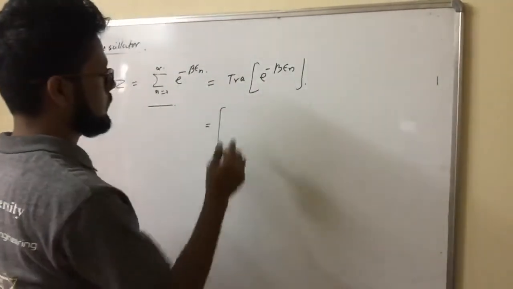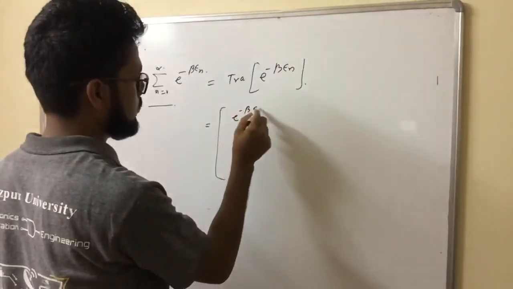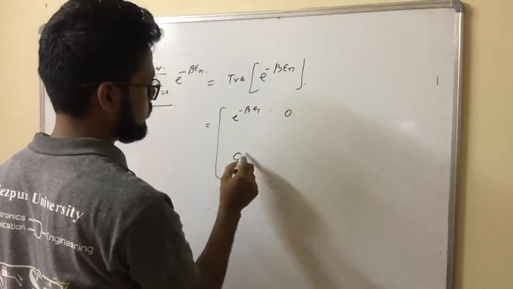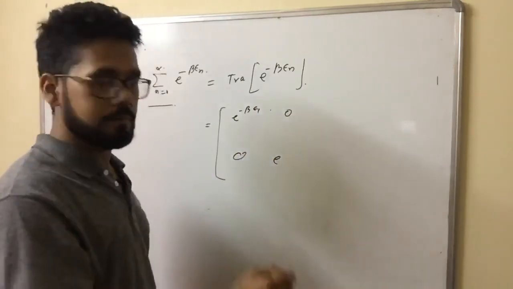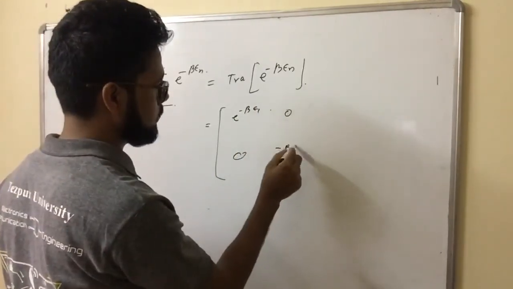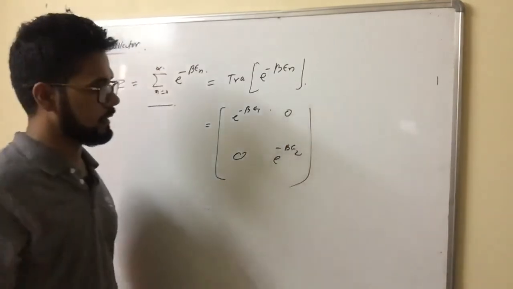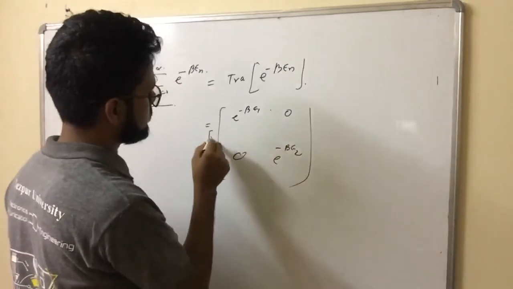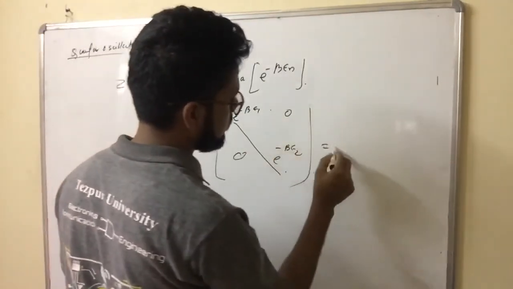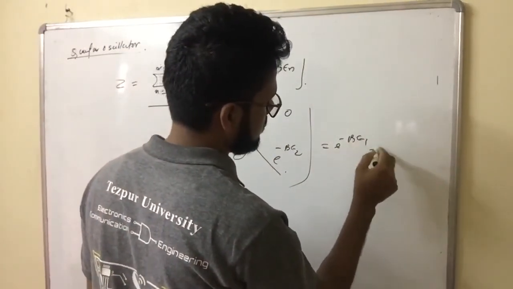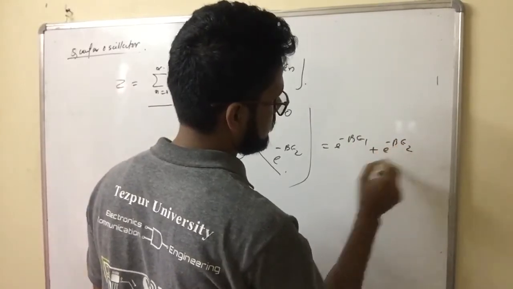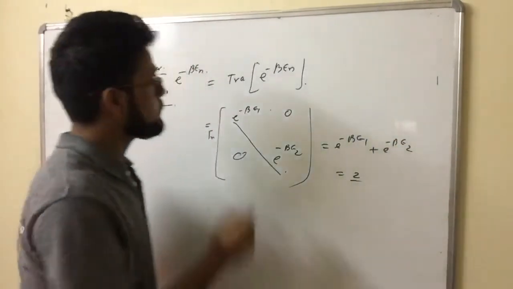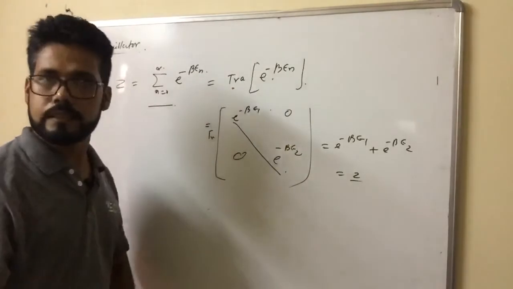So this matrix is e to the power minus beta E1, 0, 0, e to the power minus beta E2, dot dot dot. I am giving an example, that's why I am writing only two. There will be n dimensions. So what will it be? The trace, meaning the sum of the diagonal elements, equals e to the power minus beta E1 plus e to the power minus beta E2. It is the partition function Z. That is why I am writing the trace of the exponential matrix, right?